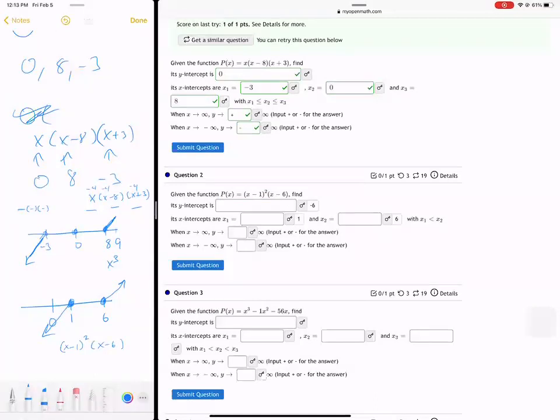Pick a number bigger than 6, my last root. Let's pick 7, right? Isn't 7 minus 1 positive? And is 7 minus 6 positive? Good. How about on the left side? If I plug in 0 and plug in 0, what is 0 minus 1? That's negative. Square it, that's still positive. How about what's 0 minus 6? That's negative. Now positive times the negative stays negative.